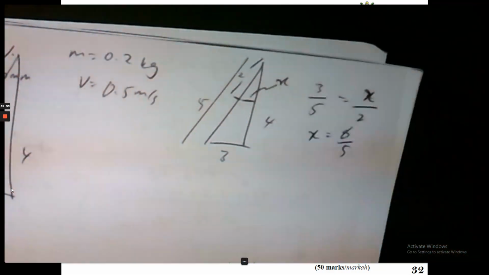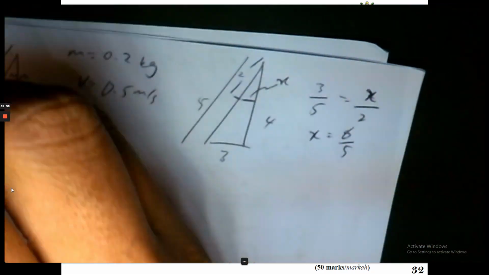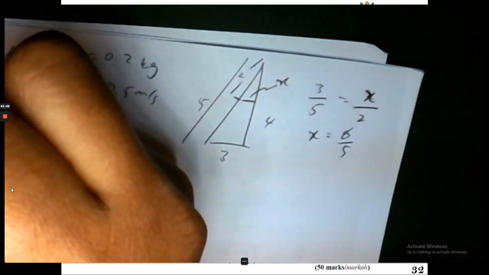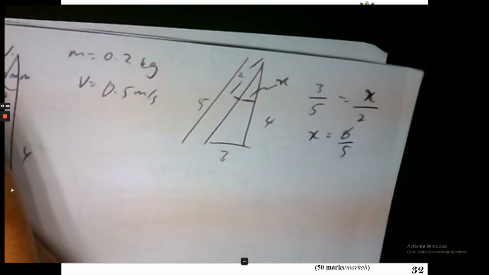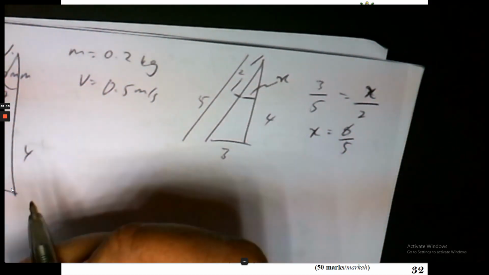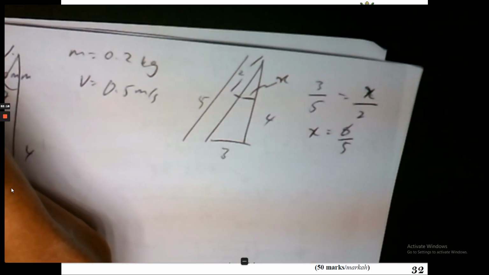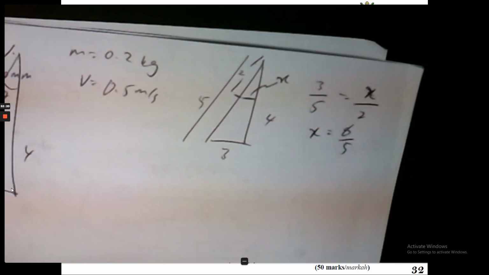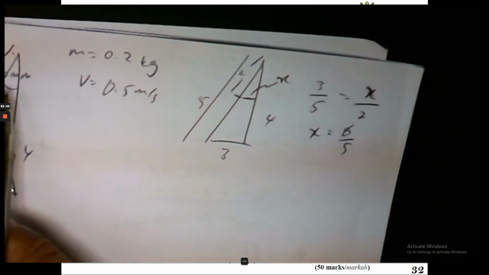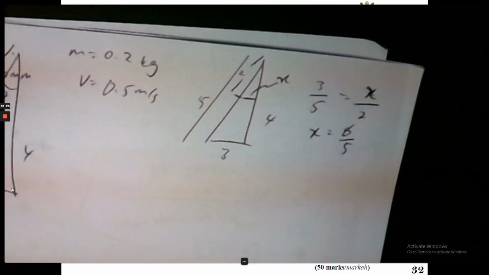6 divided by 5. Okay, so let's say this is angle theta, like this, and then there will be theta here, and also theta right there. Okay, and we have theta equals to 3, 4 and 5. Okay, this is our angle. We don't have to convert to sine or cosine because this is given like this. So 4, 3 and 5.